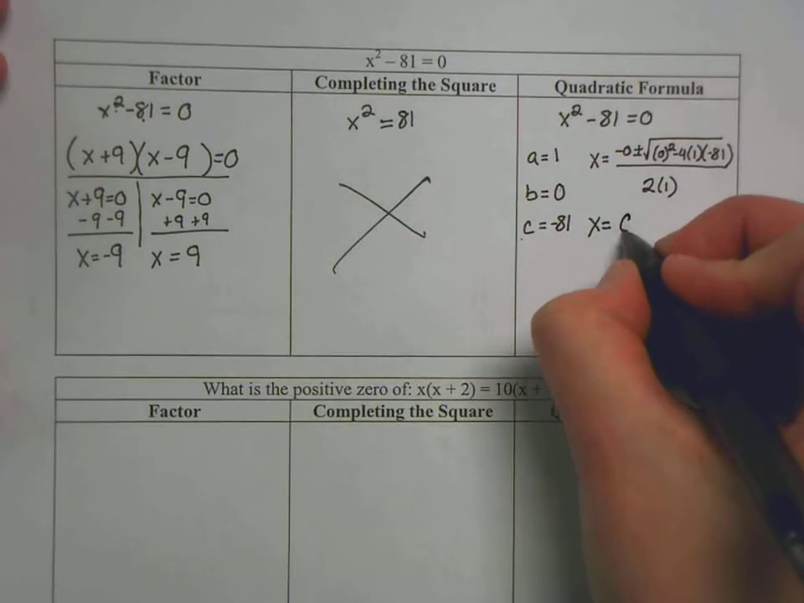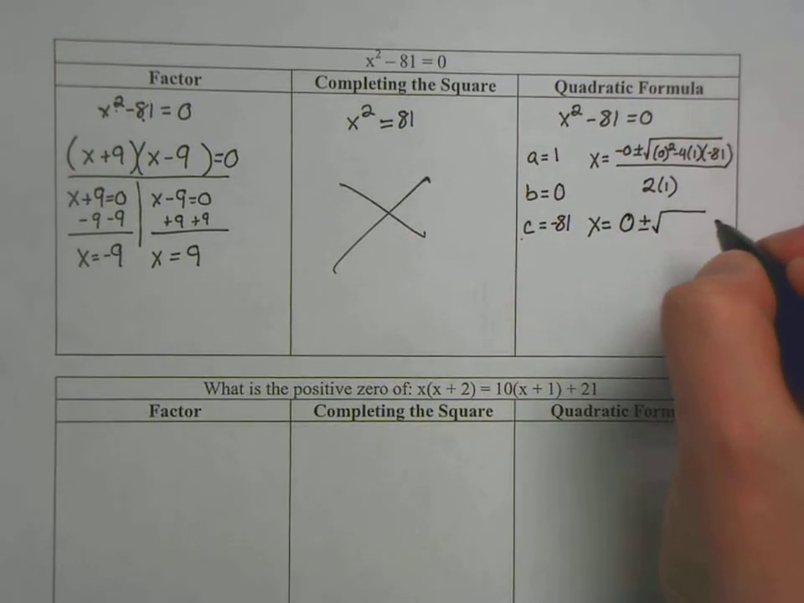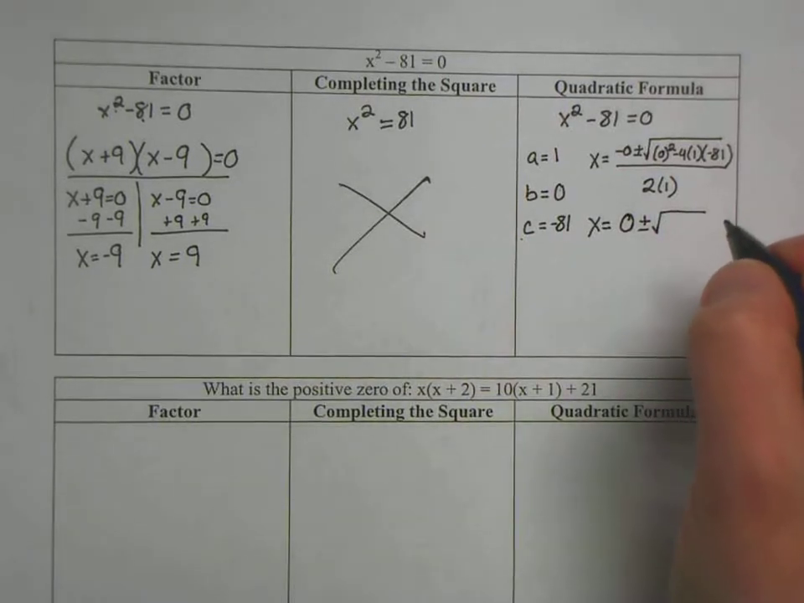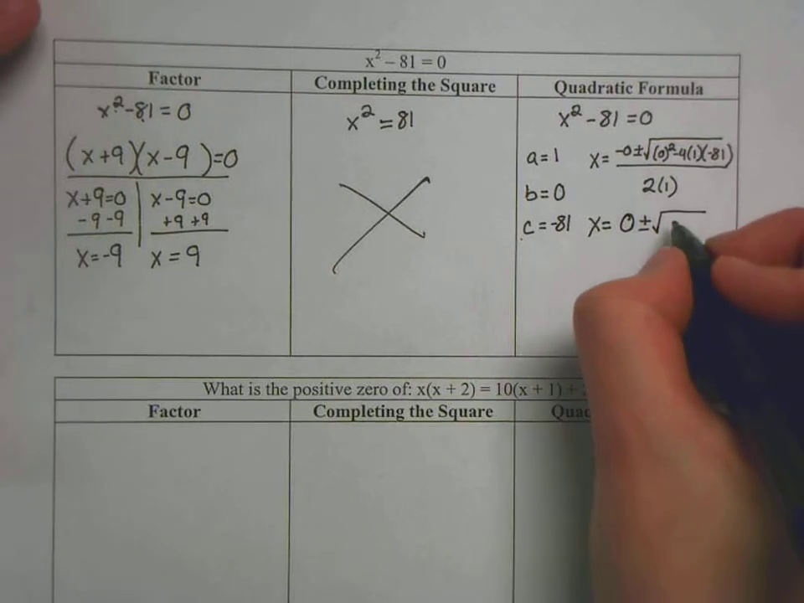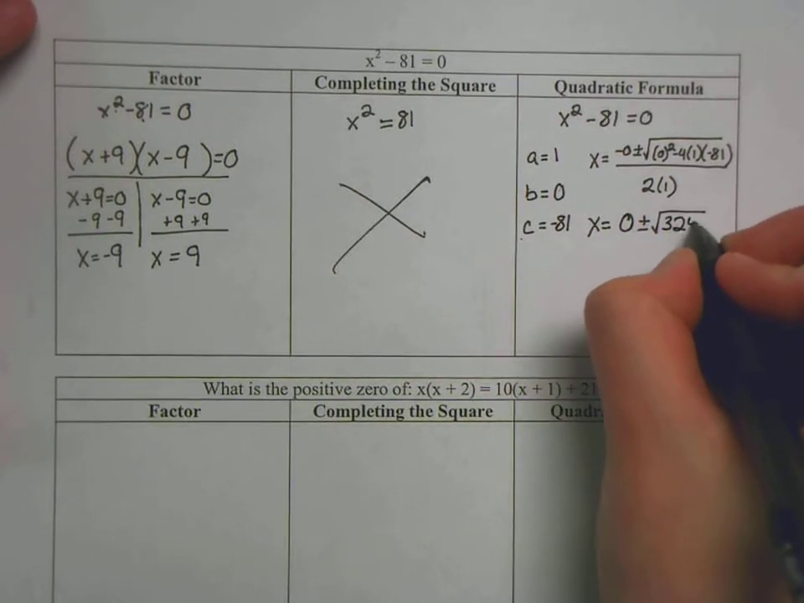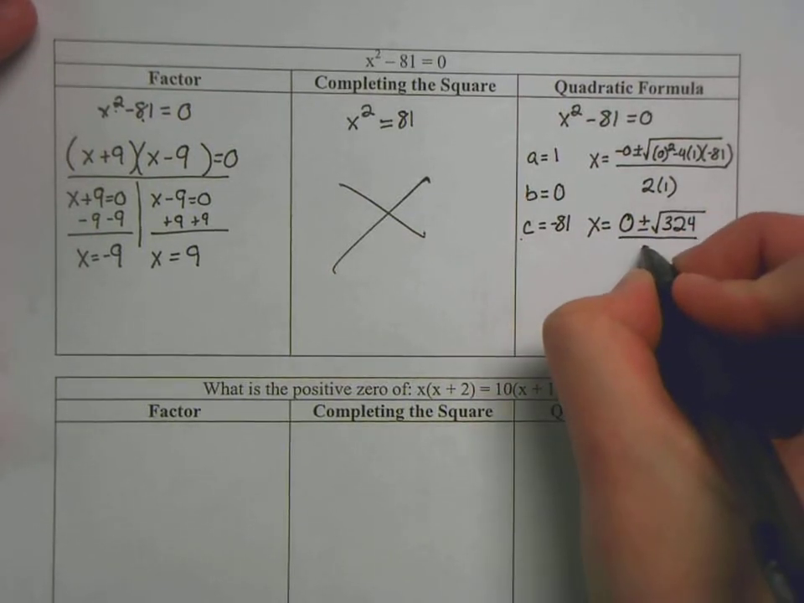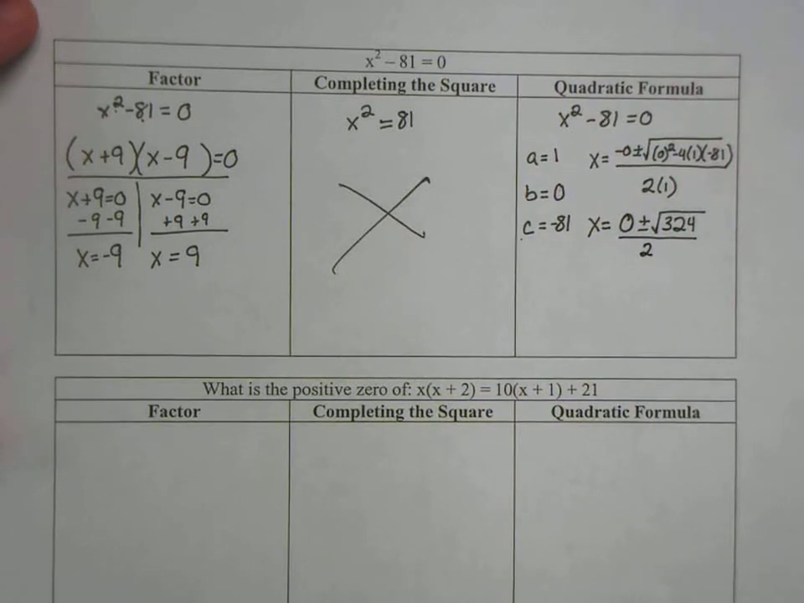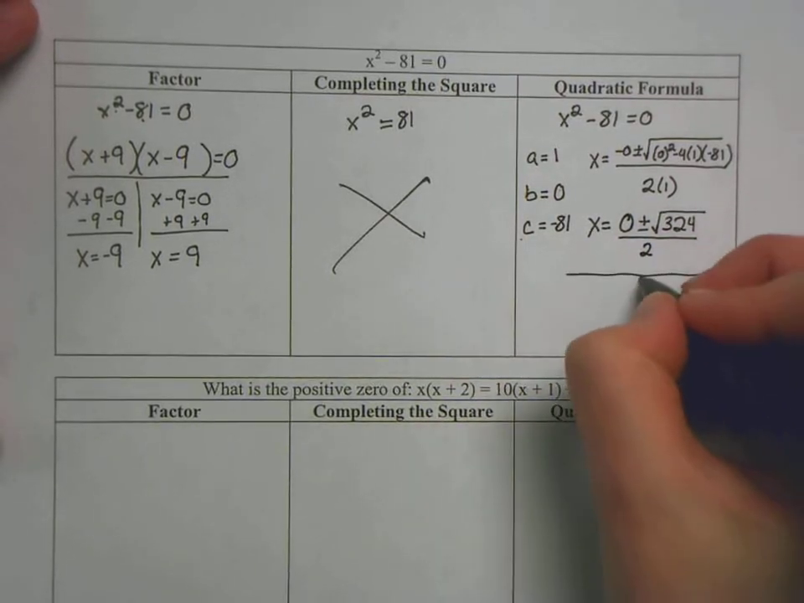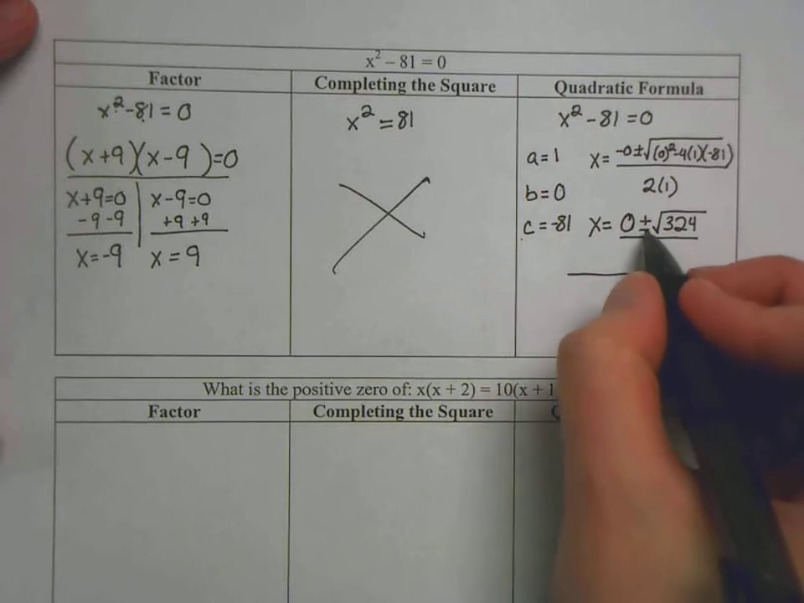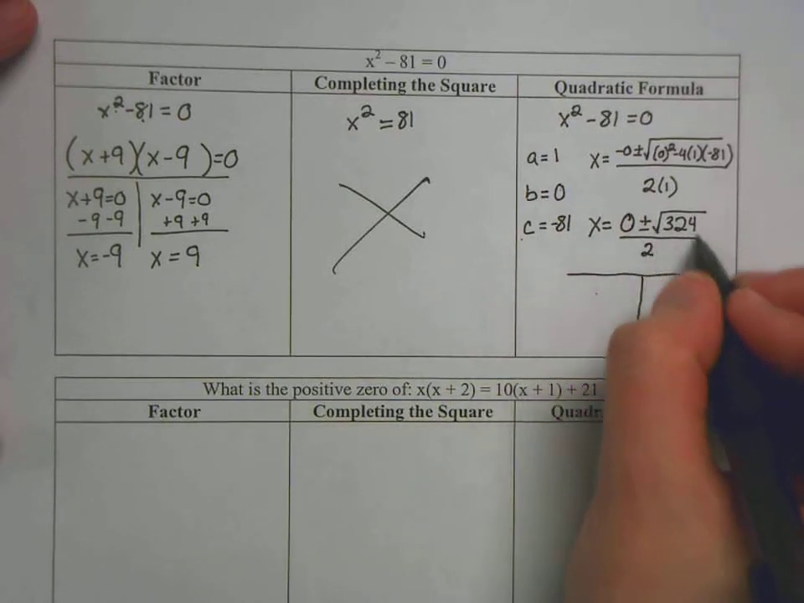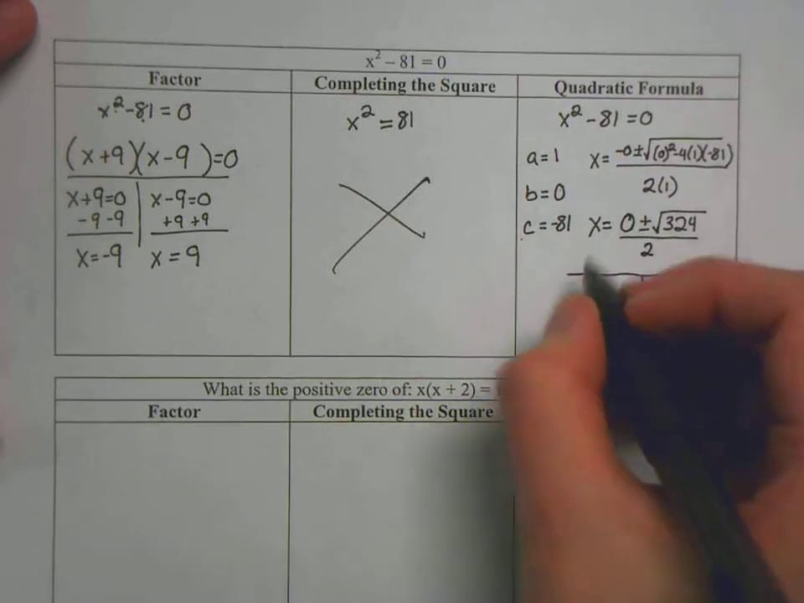Go ahead and simplify that. Negative 0 is just really 0 plus. I plug that into my calculator, we get a big number, 324 divided by 2. Now 324 is a perfect square. So I can, again, make a t-chart on this and do two equations. One, do this with the plus, and the other side I'll do this equation with the minus.